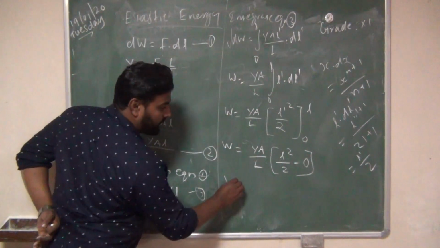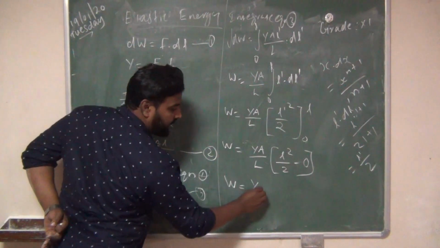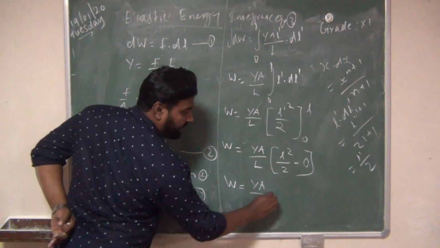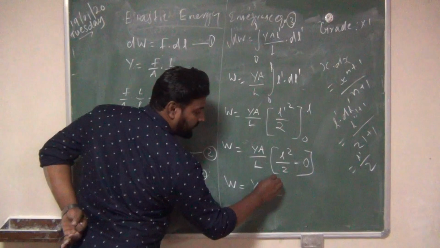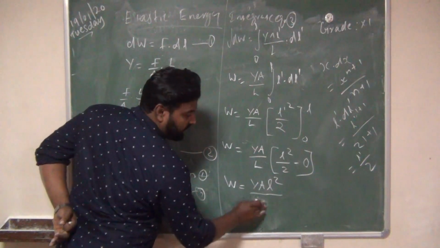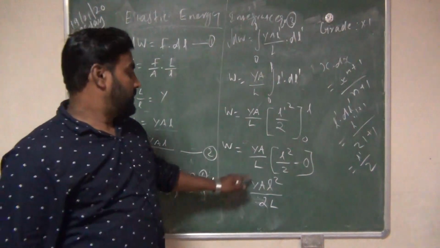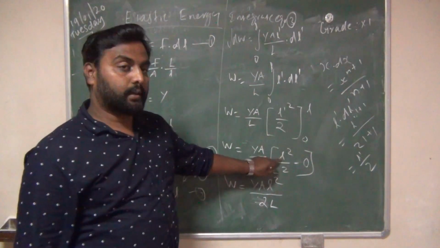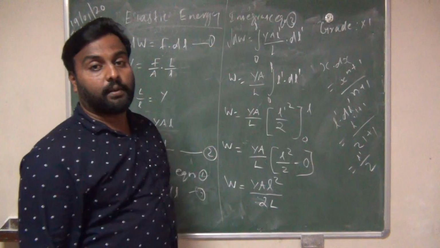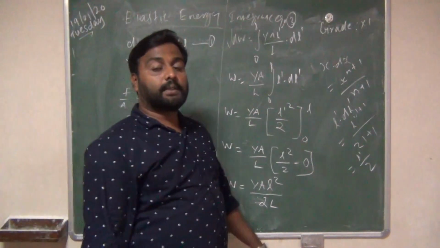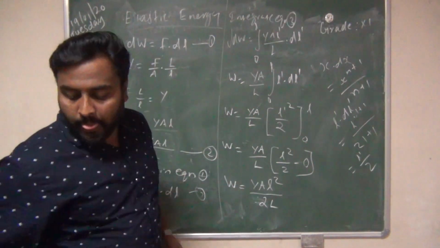So the answer is W equal to YA by L into L square by 2, that is YA L square by 2L. Now we know that this is the work done we got.